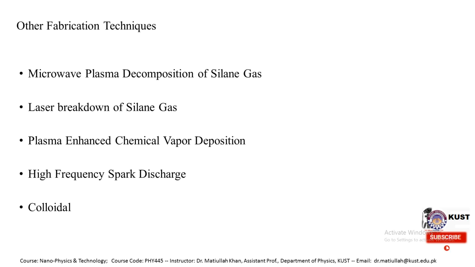Except for this particular method we discussed today, there are also some other methods that are widely used to fabricate the silicon quantum dots, but that is not actually part of today's lecture. We have microwave plasma decomposition of silane gas. The laser breakdown of silane gas is also a method that has been utilized for the silicon quantum dot, and the plasma enhanced chemical vapor deposition is also used for this processing. High frequency spark discharge method is also used for this preparation, and finally the colloidal method is also utilized.